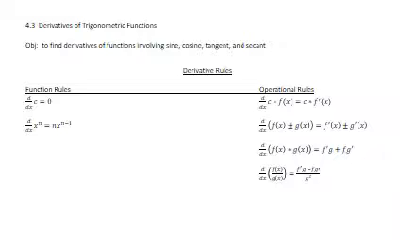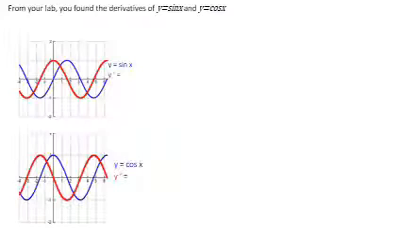Okay, let's move on to finding the derivatives of sine and cosine. From your lab, you've already seen these derivatives. I expect that you've probably guessed what their derivatives are. So if y is sine x, so sine x is the blue graph, I can see the red graph, that's the derivative. So the derivative graph is cosine x.